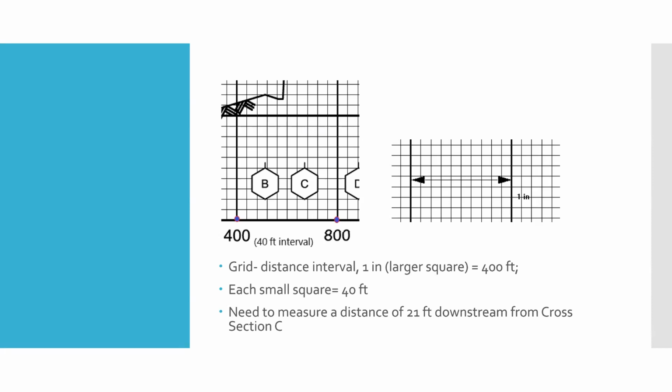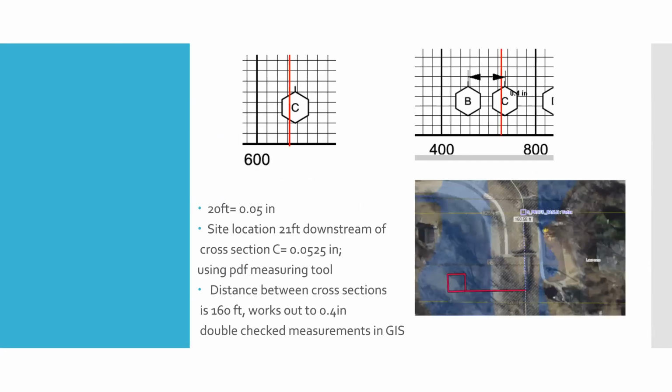So I need to measure 21 feet downstream of cross-section C using these 40-foot interval squares. And just for your information, they're usually 1 inch. So I have that measurement on there. I've done my best to try to get 21 feet downstream of cross-section C. It's not completely exact, but it's definitely very close. Cross-section C itself is not on a grid line. It's a little bit over. So I've done my best to get about halfway through that distance, like half a square, as in 20 feet. I've used my PDF measuring tool to get that as precise as possible, 0.025 inches.